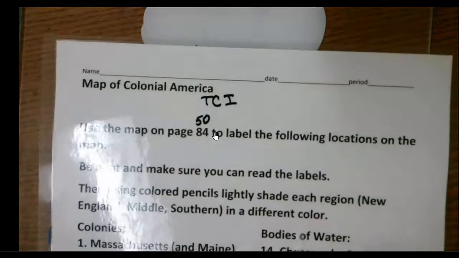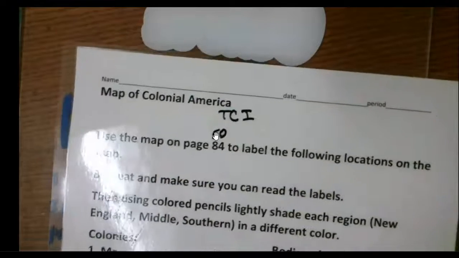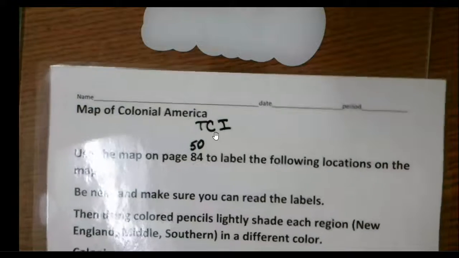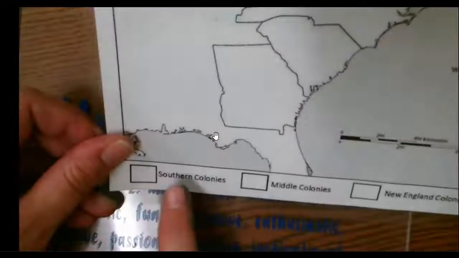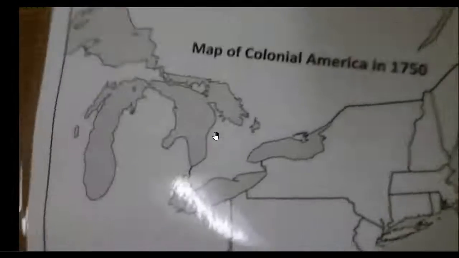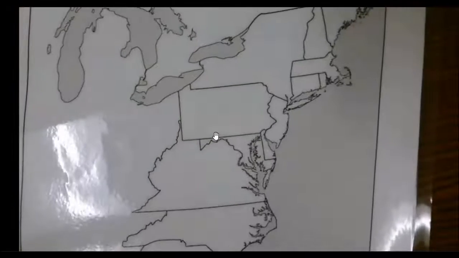So go ahead and get your materials. You're going to need 3 colors at least. I'm going to use brown for the mountains. I'm going to use blue for the water. And then I'm going to use 3 different colors for each of my 3 regions. All right, so we divide these colonies into different regions.